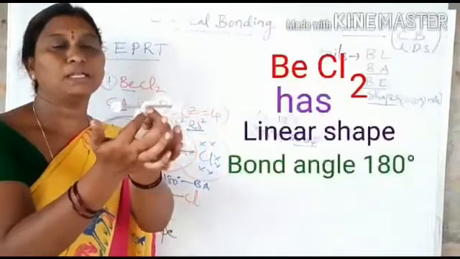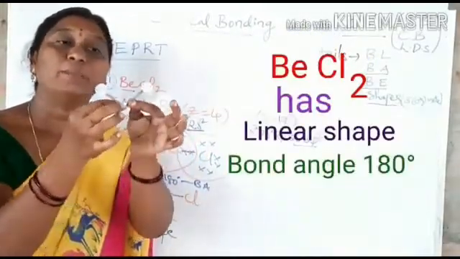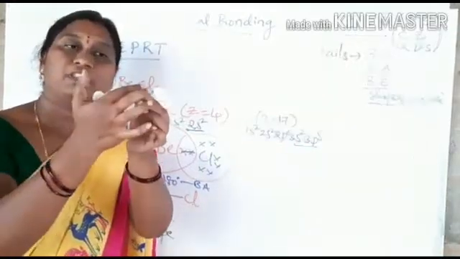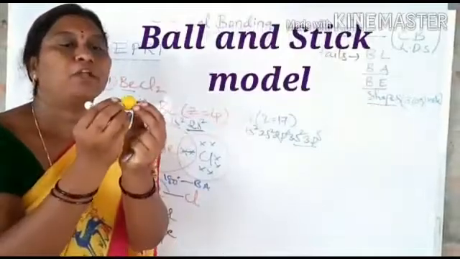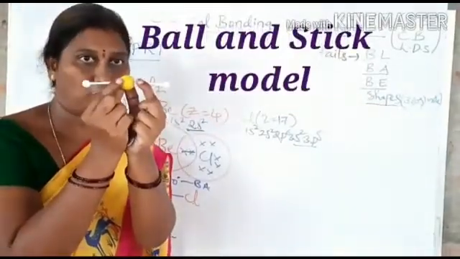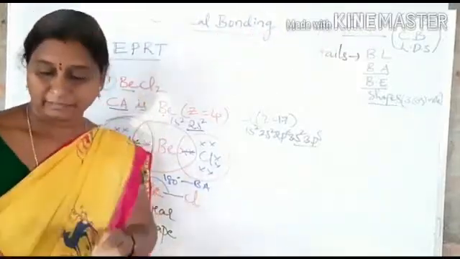So beryllium chloride assumes a linear shape with bond angle 180 degrees in order to minimize the repulsions between these 2 bond pair electrons. And this is the ball and stick model of beryllium chloride, BeCl2, linear shape, 180 degrees bond angle.